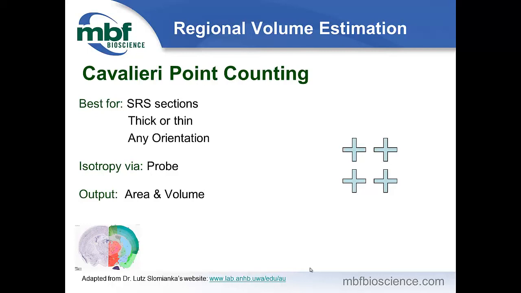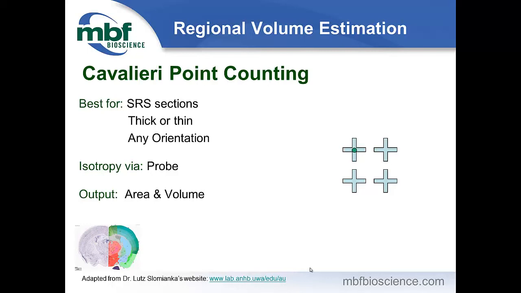Okay, so rather than trying to estimate the number of particles, now we're trying to estimate the volume of a region. And what you can do is use a method called Cavalieri point counting. And your job, and again, we're marking an event. In the case of number, it was the top of the cell. Now we are marking a point if we see that point over our region of interest.